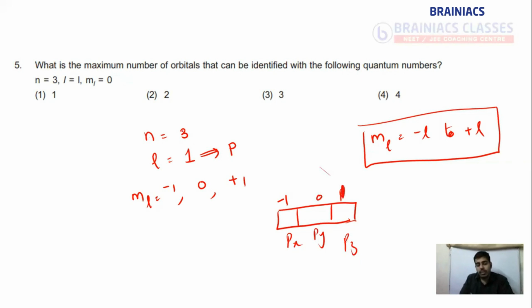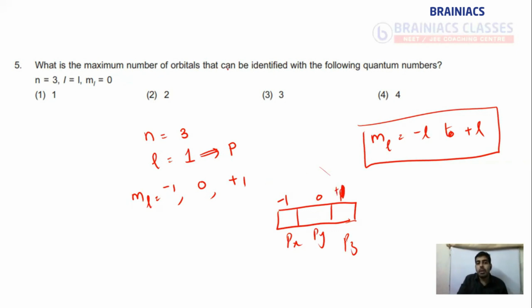Okay, here n value is equal to 3 and L value is equal to 1. L value 1 means p orbital. Now ML value is calculated using this equation, minus L to plus L. So if L value is equal to 1, ML value is equal to minus 1 to plus 1, that is minus 1, 0, plus 1. So these are 3 p orbitals: minus 1 for px, 0 for py, and plus 1 for pz, right?